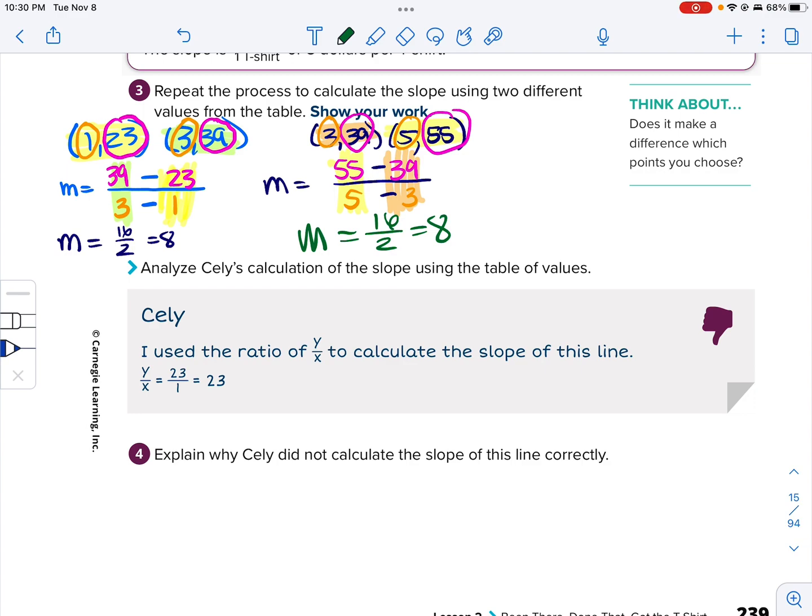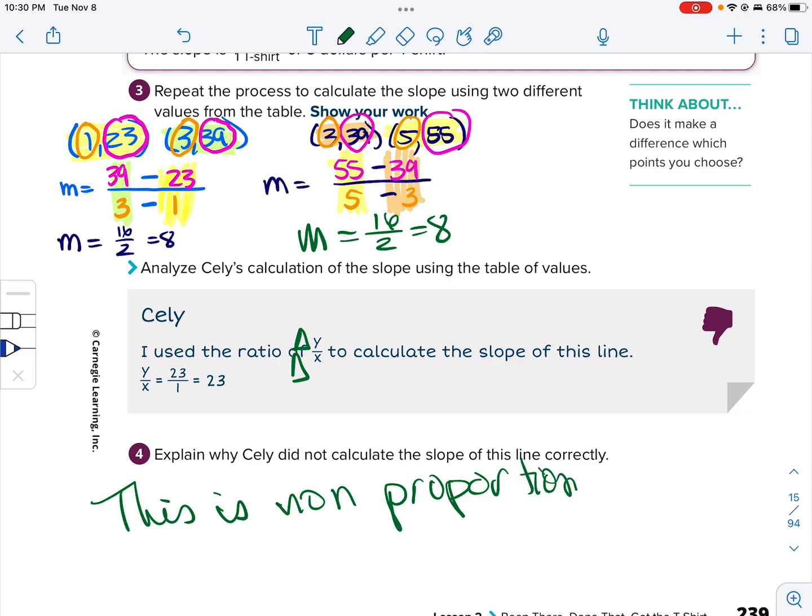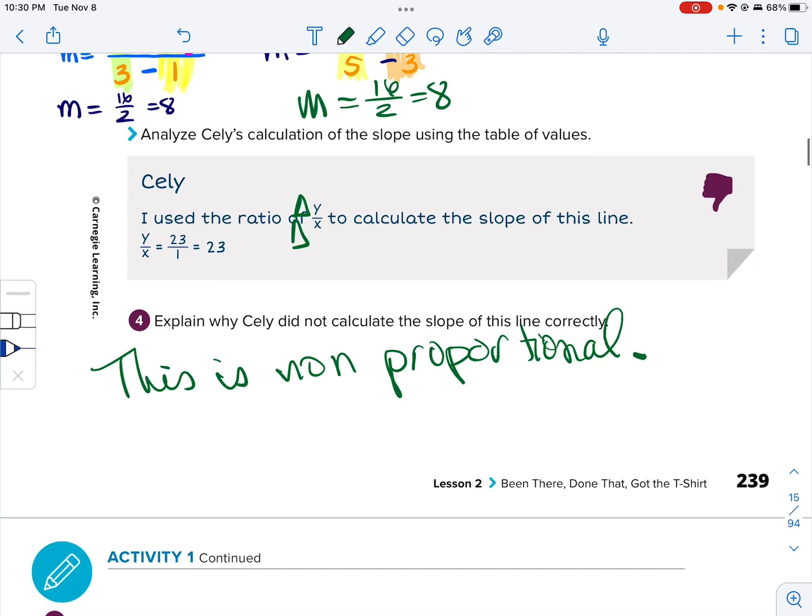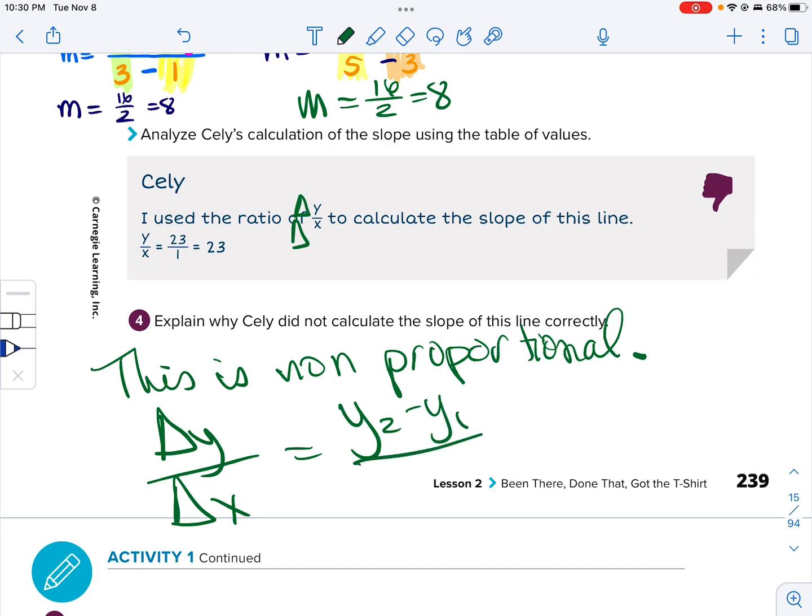Analyze the calculation. I use the ratio y over x to calculate the slope of the line. Okay, so it's supposed to be the change in y over the change in x. It's not the actual y value over the x value. That only works when it's proportional. This is not proportional. This is non-proportional. So you have to do the change in y over the change in x. So you have to subtract the y values and subtract the x values.